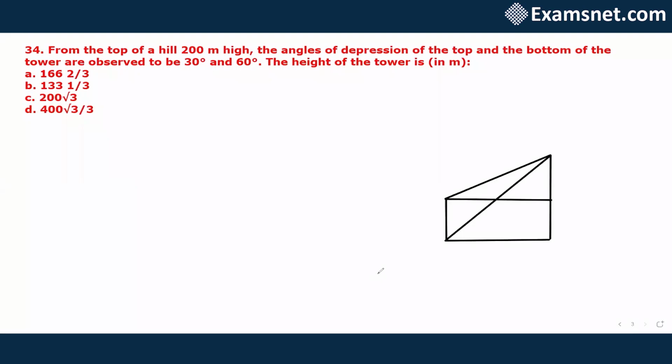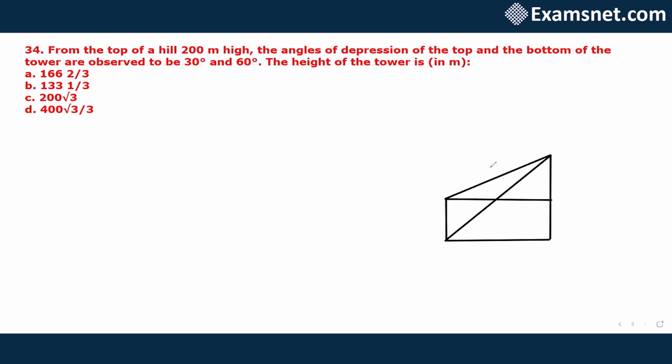It is given in question number 34. From the top of a hill 200-meter high, the angles of depression of the top and the bottom of the tower are observed to be 30 degree and 60 degree. The height of the tower is in meter. We need to find the value in meter unit, and there are 4 options given.